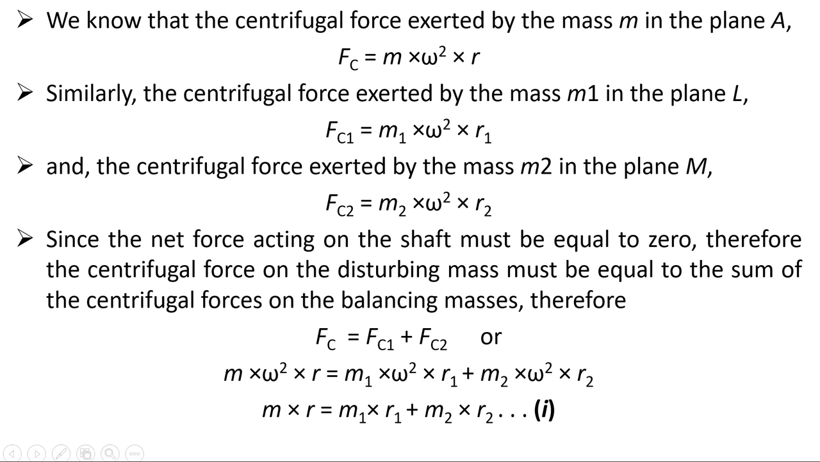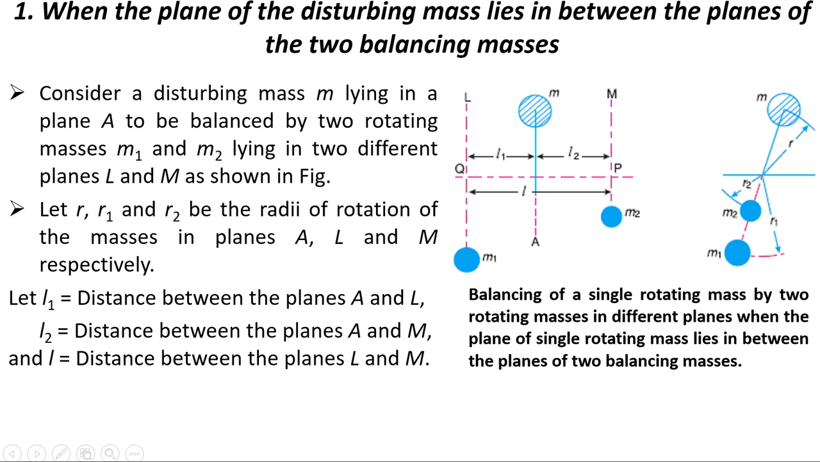Let us substitute the values of Fc, Fc1 and Fc2. We get m omega square into r equal to m1 omega square into r1 plus m2 omega square into r2. Omega square gets cancelled, so we are left with m into r equal to m1 into r1 plus m2 into r2. This is the first equation that we get.